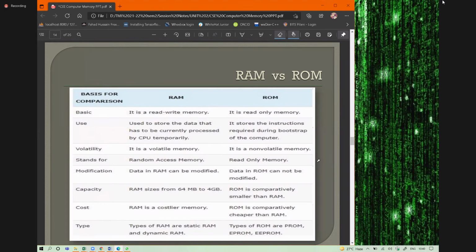Modification: data in RAM can be modified and data in ROM cannot be modified. Capacity: RAM sizes range from 64 MB to 4 GB. ROM is comparatively smaller than RAM. Cost: RAM is a costlier memory, and ROM is comparatively cheaper than RAM. Types of RAM are static RAM and dynamic RAM. Types of ROM are PROM, EPROM, and EEPROM.